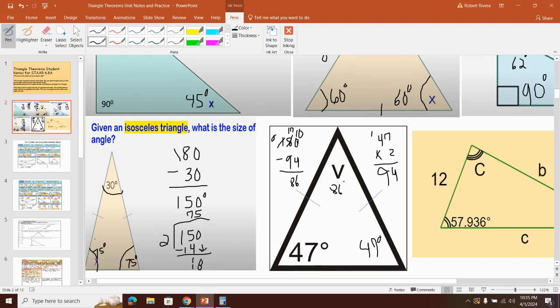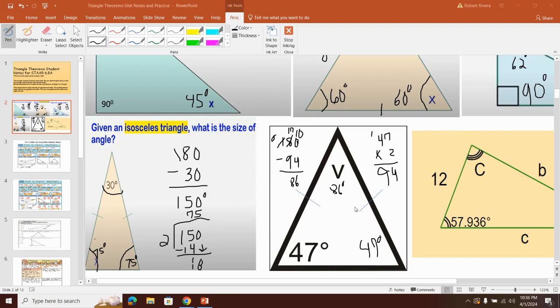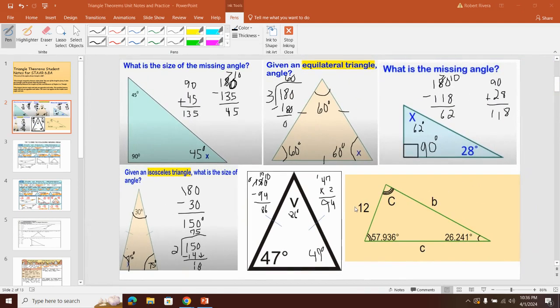And again, a good thing to do is to add them. Right now I'm using my calculator. So 86 plus 47 plus 47 is exactly 180. Okay. So all angles, when you add them up, have to equal 180.